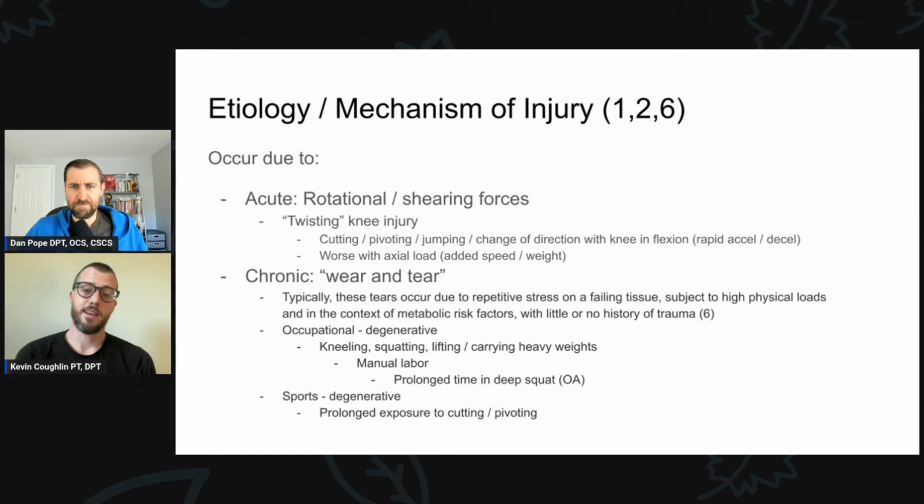Conversely, with chronic wear and tear, typically this is due to repetitive stress on a failing tissue, subject to high physical loads, and in the context of metabolic risk factors with little or no trauma. So unfortunately, for our less healthy folks, perhaps they had a career in manual labor and then they have some metabolic risk factors, we do see that chronic wear and tear of the meniscus. We talked about if you're working a job that requires a lot of kneeling, squatting, lifting, carrying heavy weights, you're a little bit more likely to get a meniscus tear that way.